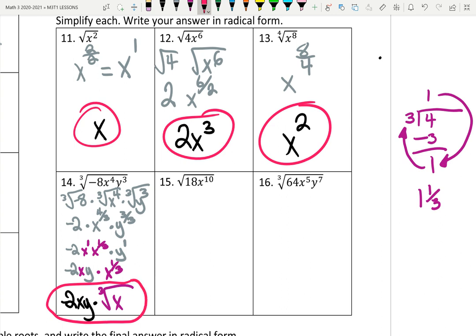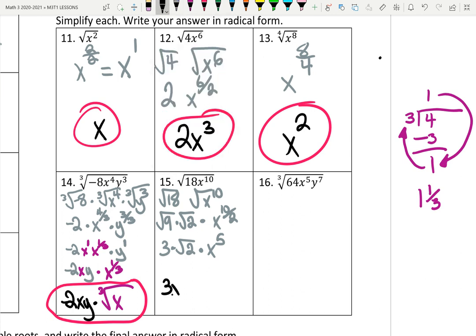So 15, let's repeat. Take the square root of 18, and then I need to take the square root of x to the 10th. Well, the square root of 18, I could rewrite it as the square root of 9 times the square root of 2. And then I can rewrite this as x to the 10th divided by 2. The square root of 9 is going to be 3 times radical 2 times x to the 5th. I'm going to reorganize my information, and I'm going to write it as 3x to the 5th times the square root of 2. The reason it's more simple is because fewer terms are inside of the radical.